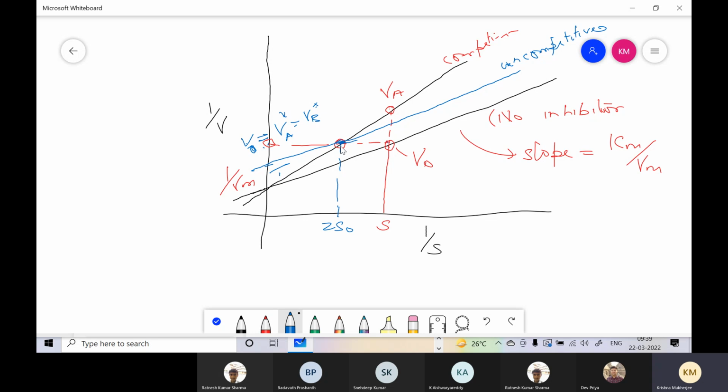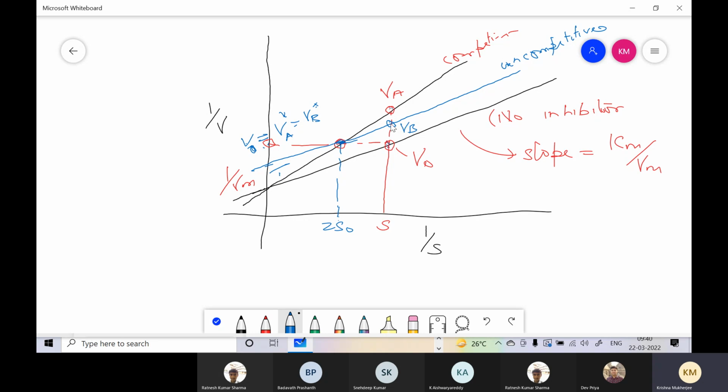So now notice that it has to pass through this point because at 2S naught, VA and VB are both equal. So this is VA and this is VB for competitive, and this is VA for competitive. So now you can tell me this is V naught, highest velocity, VB lower velocity, VA even lower velocity. When they are double, notice that VB uncompetitive is actually having a higher velocity than VA, but still lower than V naught.